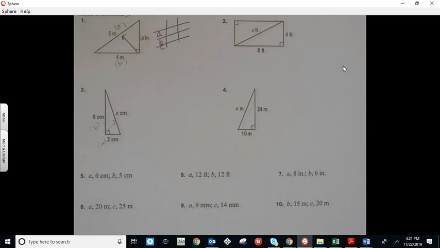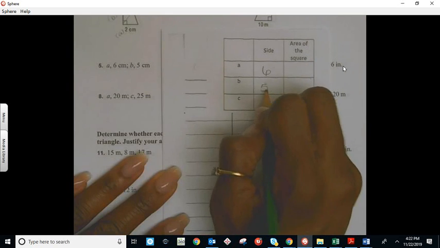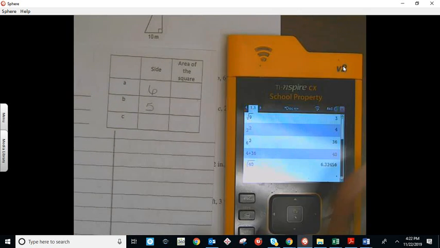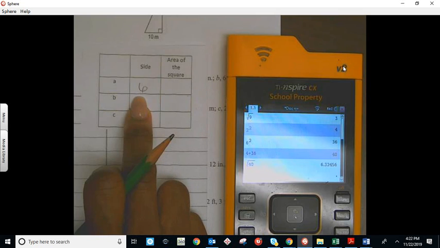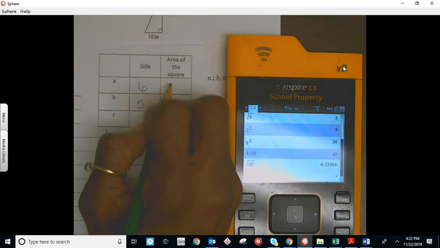All right, so taking a look at 5. Now, this time they did not give us the picture of the triangle. They simply gave us the sides. So, look, they gave us A. They said A is 6 centimeters. B is 5 centimeters. So we have to figure out what is C and C squared because we want to be able to fill in our table. So I'm going to scoot this over so we can see the calculator. My 6 squared, I already have that in my calculator still. So I know that's 36.